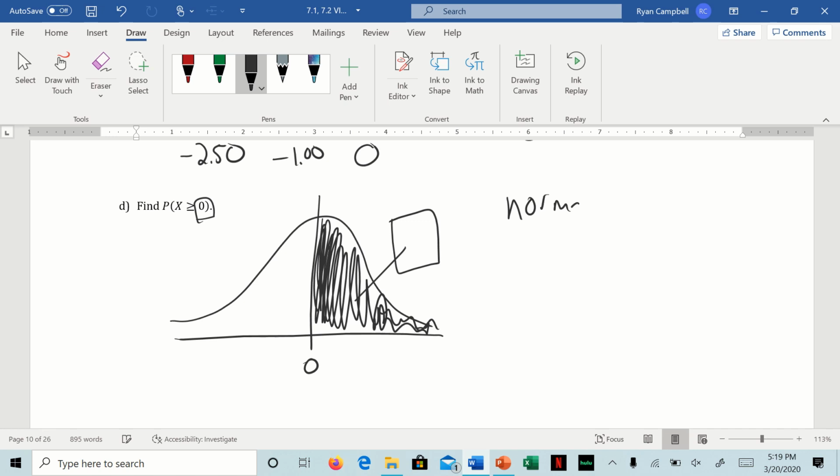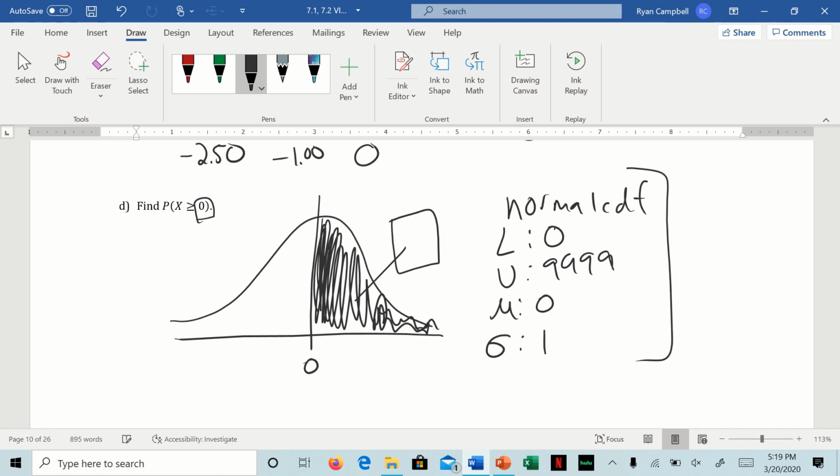So into normal CDF, because we want probability, the lower is going to be 0. The upper is going to be 9999, yep, infinity. The mean is going to be 0. Standard deviation is going to be 1. So what do we get? 0.5 or 0.5000 if you want to write 4 decimals like that. But 0.5 is perfectly fine.